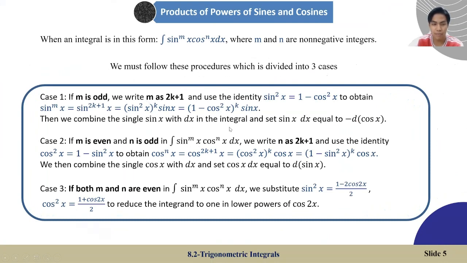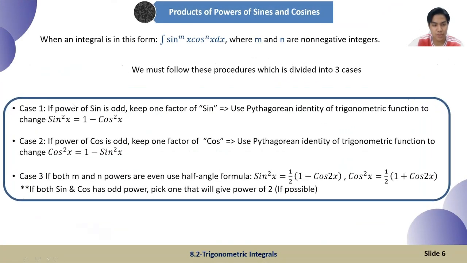Now, if you find this explanation a bit complicated and hard to remember, I found a simpler and shorter version. Case 1: if the power of sine is odd, we keep one factor of sine and we use the Pythagorean identity of trigonometric functions to change sine squared x to 1 minus cosine squared x. Case 2: if the power of cosine is odd, we keep one factor of cosine and we use the Pythagorean identity.